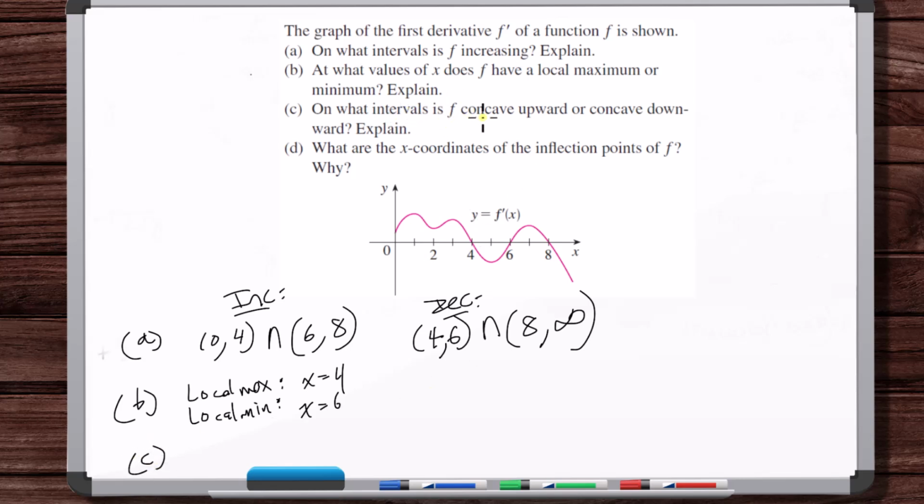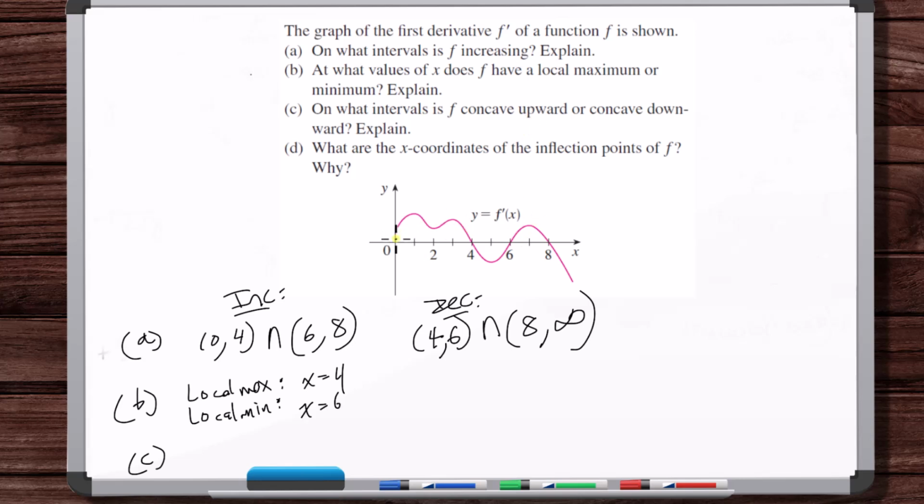On what intervals is f concave upward or concave downward? Okay, this is a little confusing, but we've got the first derivative here. So the second derivative, which is what we're trying to analyze because we're analyzing for concavity, is the first derivative of this function here. We're looking for where the second derivative is positive or negative. If the second derivative is positive, it's concave up. If it's negative, it's concave down.